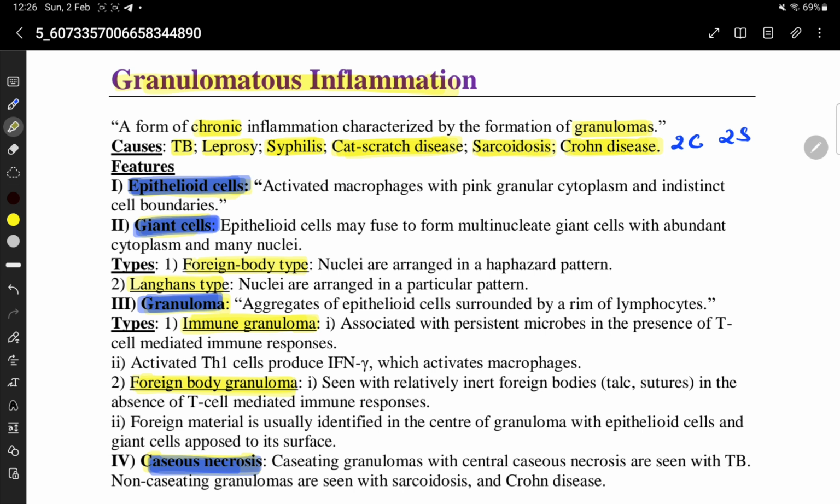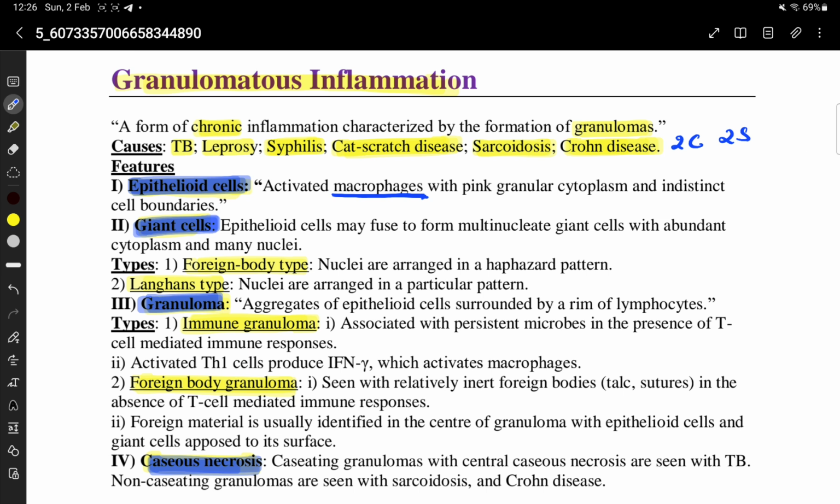Epithelioid cells are activated macrophages with pink granular cytoplasm and indistinct cell boundaries.